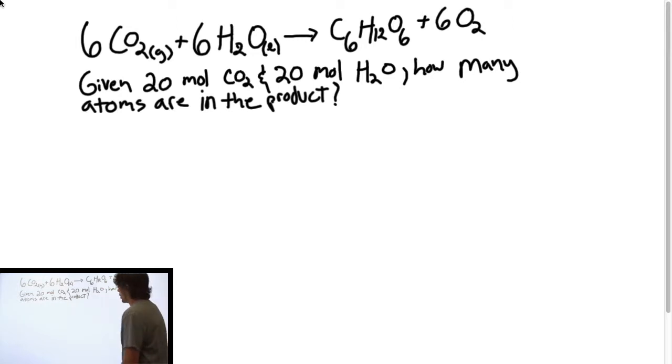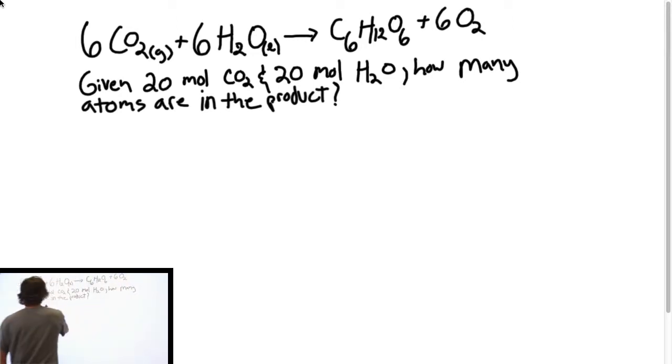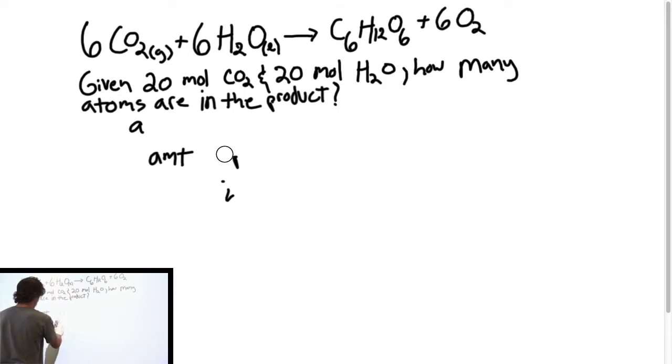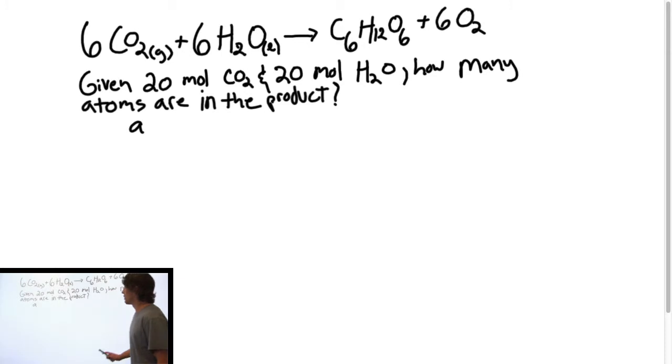So right away, we know that the amount of atoms in the product is going to be equal to the amount of atoms in the reactants. And this is a simple conservation of mass idea. So we're going to just start off with calculating the number of atoms in our reactants, and that will give us the number of atoms in our products.